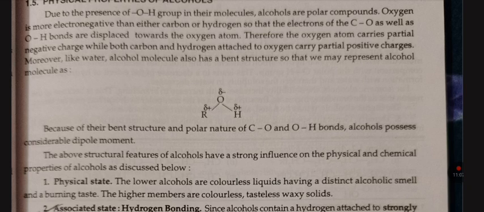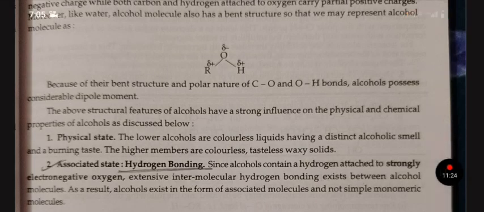The lower alcohols are colorless liquids, have a distinct alcohol smell and a burning taste. The higher members are colorless, tasteless, waxy solids. Second, associated state. Hydrogen bonding. Since alcohols contain a hydrogen attached to strongly electronegative oxygen, extensive intermolecular hydrogen bonding exists between alcohol molecules. As a result, alcohol exists in the form of associated molecules and not simply monomeric molecules.